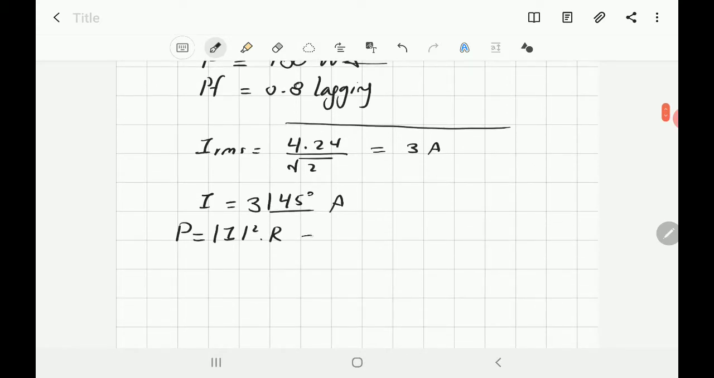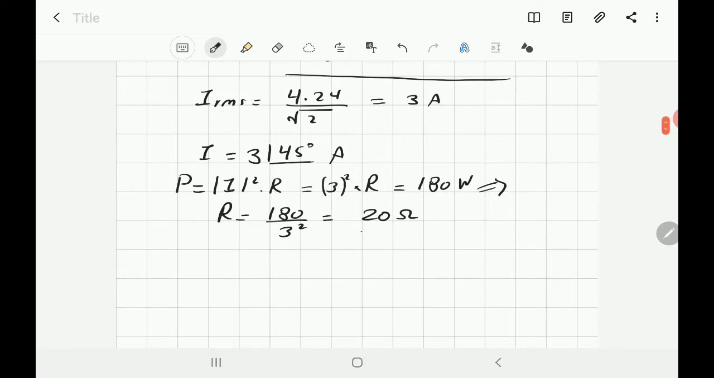The current magnitude is equal to 3, squared, times R. I don't know R, but I know the power is equal to 180 watt. From this equation, I can find R. R will be equal to 180 watt divided by 3 squared. I get 20 ohm. So now one element is known. The resistance is equal to 20 ohm.